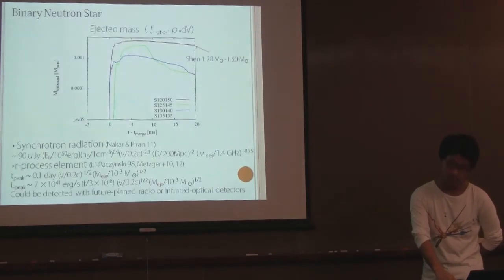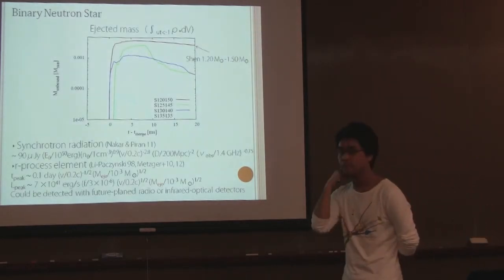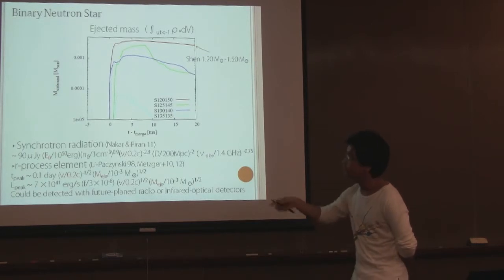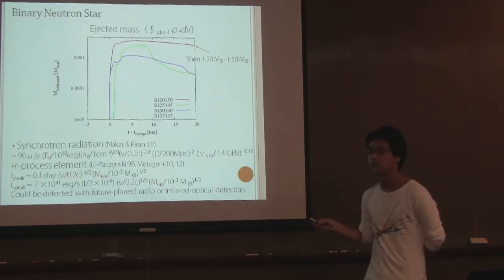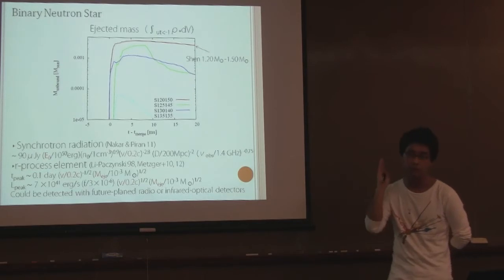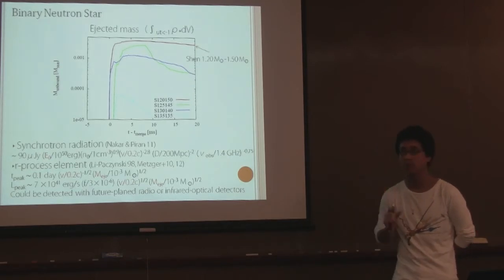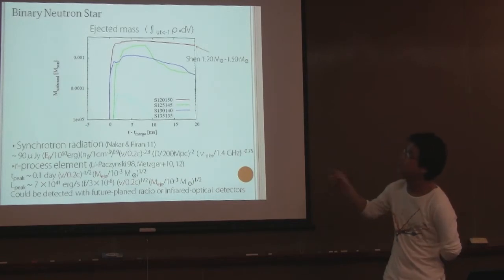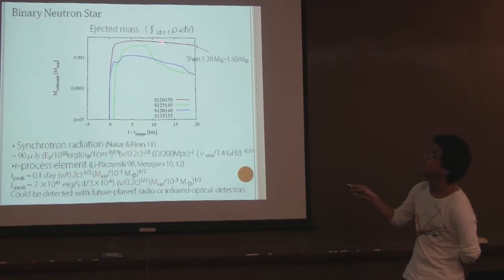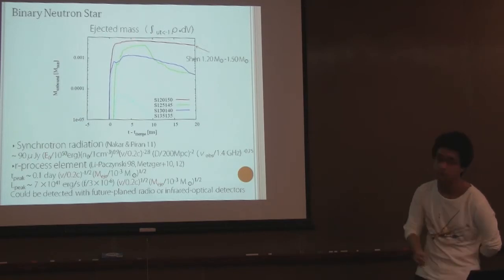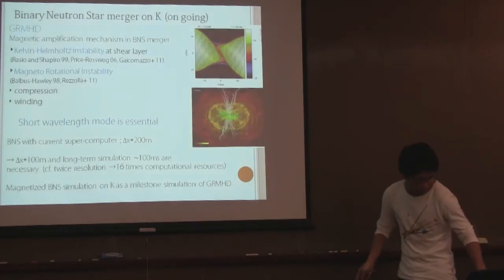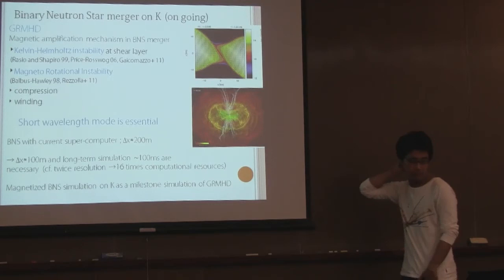And in terms of the equation of state, the softer equation of state produces more ejected mass in the binary neutron star case. But in the black hole neutron star case, the relation is vice versa. I mean, the stiff equation of state produces the most massive ejected mass in the black hole neutron star case. The last topic in the binary neutron star merger case is the magnetic field.